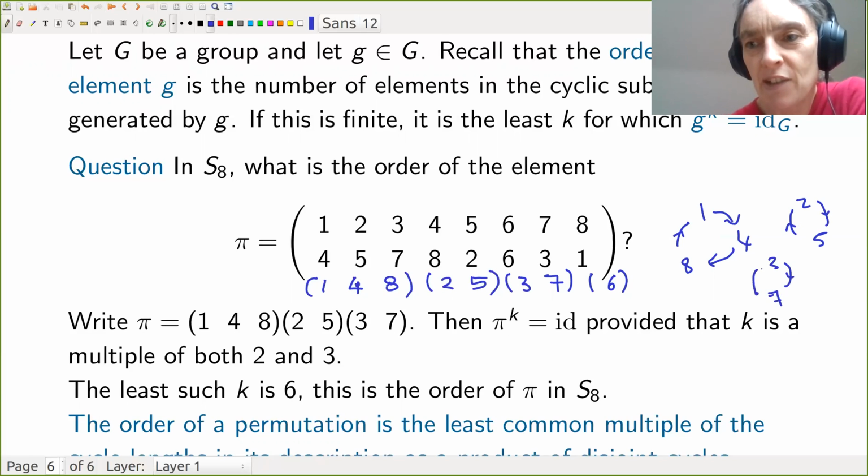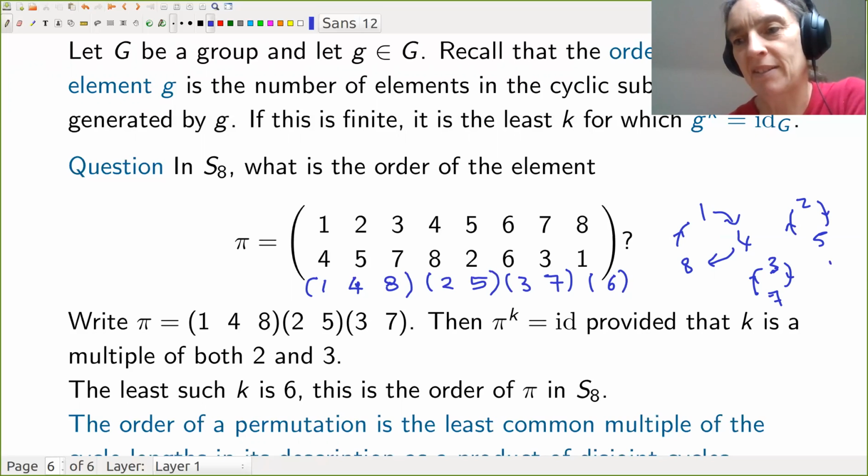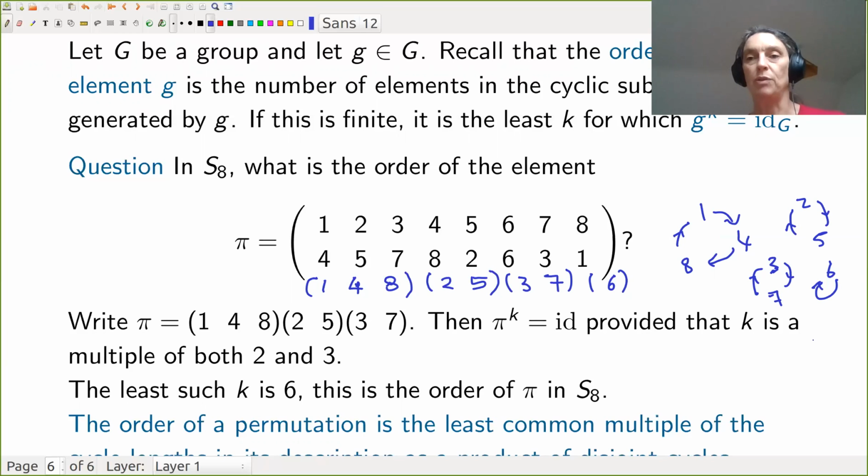Okay, not very legible, but luckily it's written there multiple times. So that's what a pi looks like. It also is taking the element 6 and sending it to itself, if you want to include that. So we have to ask ourselves, how many times would we have to apply pi to get everything back where it started? So to send 1 to 1, 2 to 2, and so on.